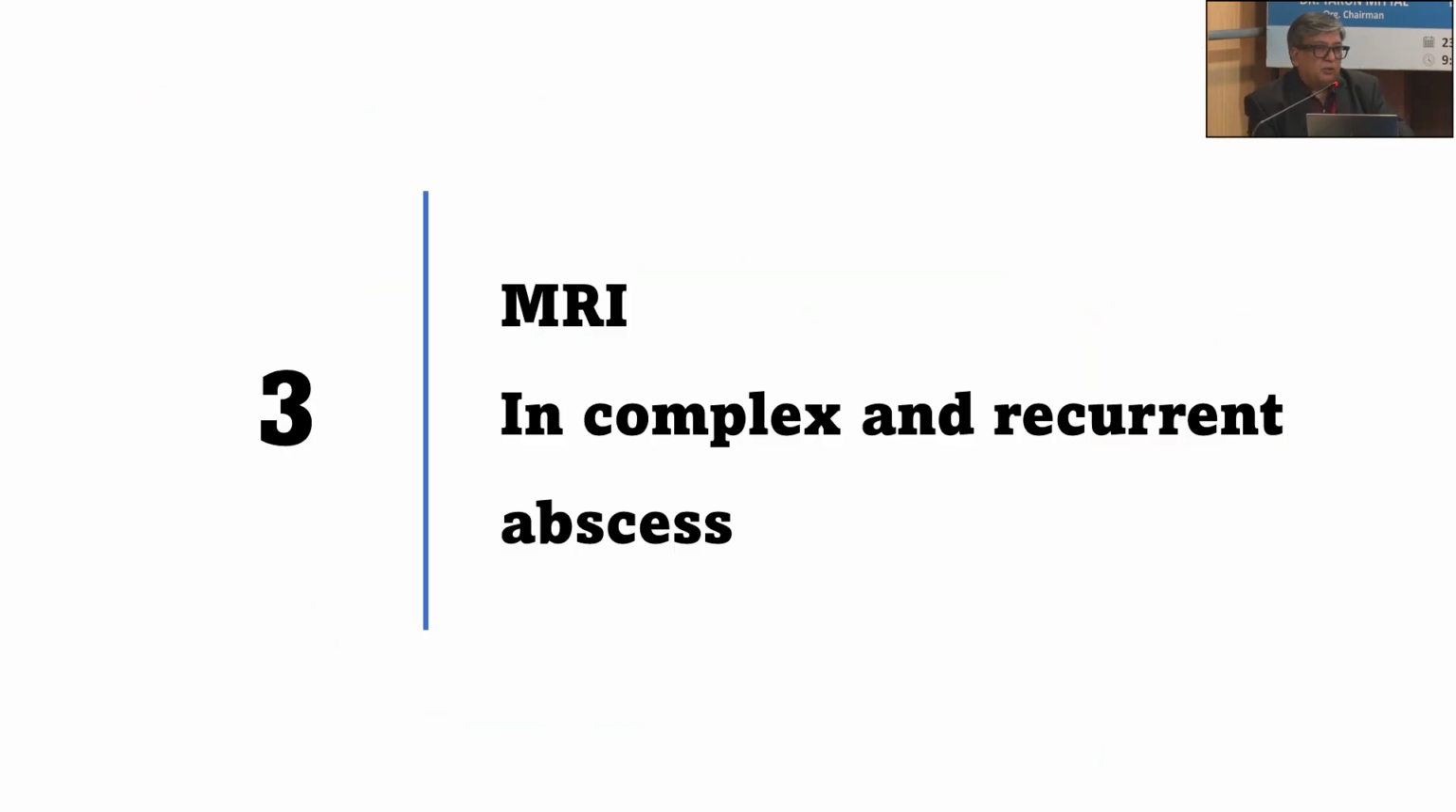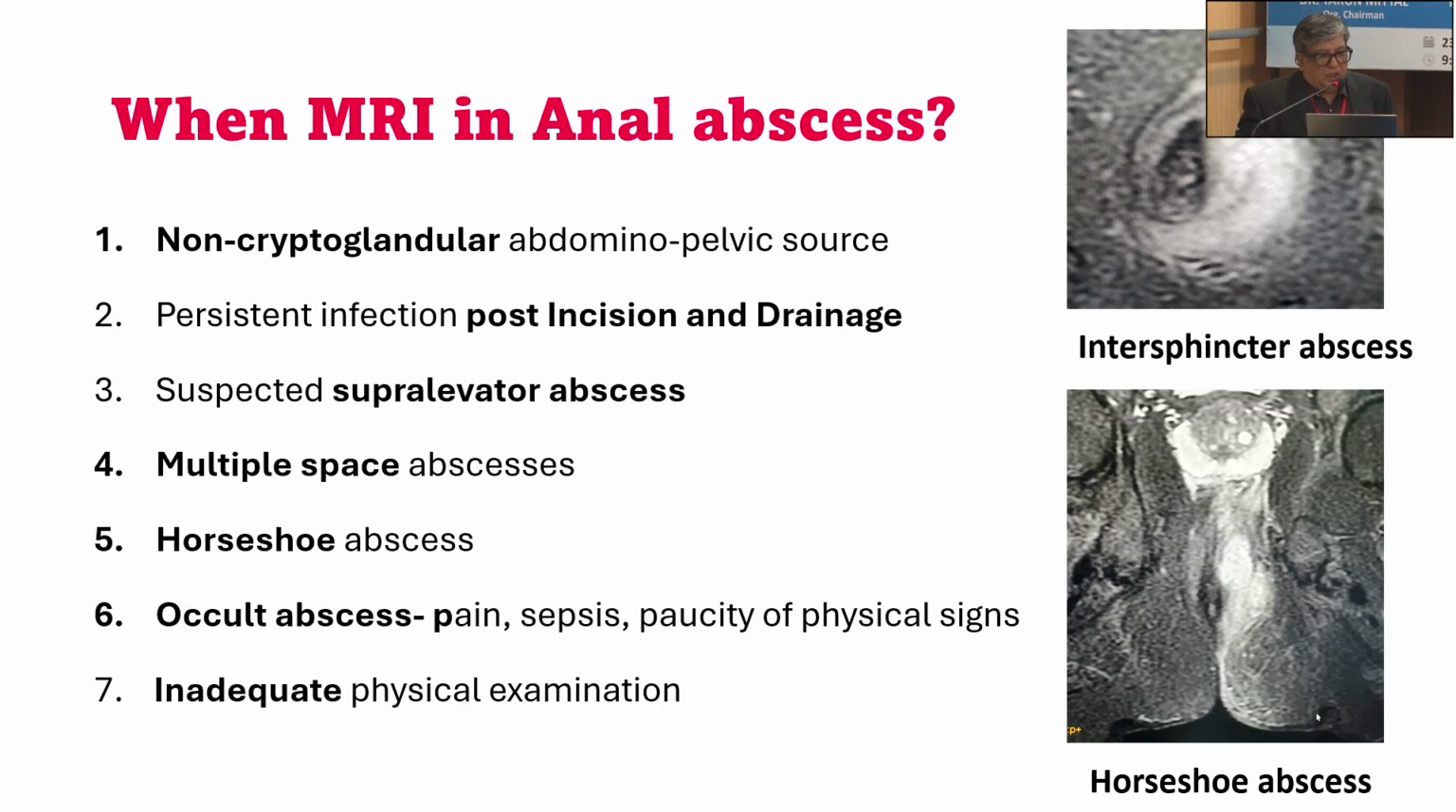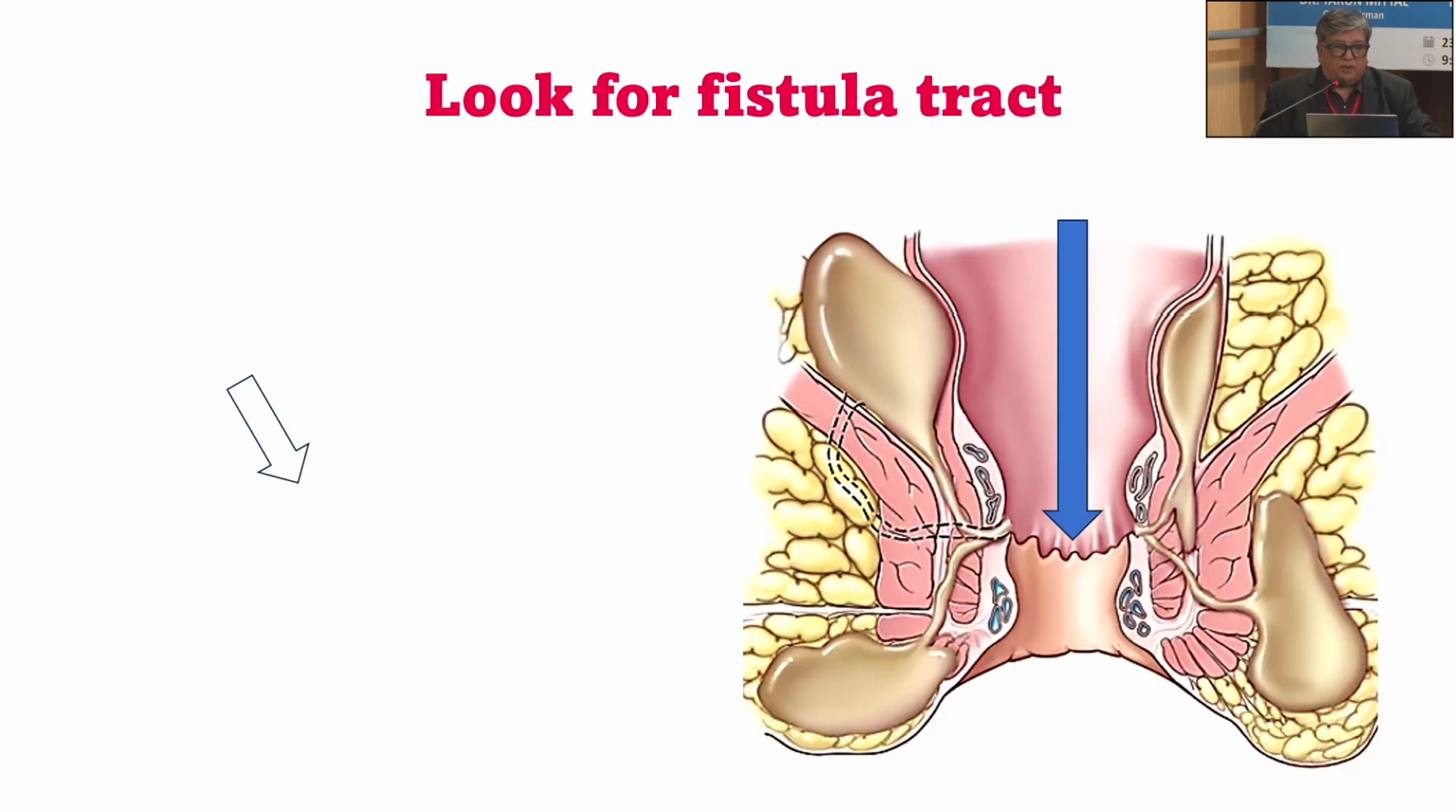MRI has to be done in an abscess. If it's a perineal abscess, okay. But if you feel anything inside above that, above the dentate line, then you need an MRI. When do you do it? When it's not a cryptoglandular source, post-infection, post-incision and drainage, suspected supralevator, multiple space abscess, horseshoe abscess, occult abscess, and inadequate physical examination, because the patient has so much pain they're not letting you see.